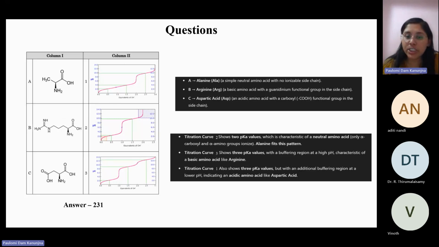So very interesting answers. And at the same time, while you are studying, you can look into the titration curves of other amino acids as well and try to look for a similar kind of pattern. You can try to identify how many ionizable groups that amino acid has and how many such pKa values you can point out on the graph.